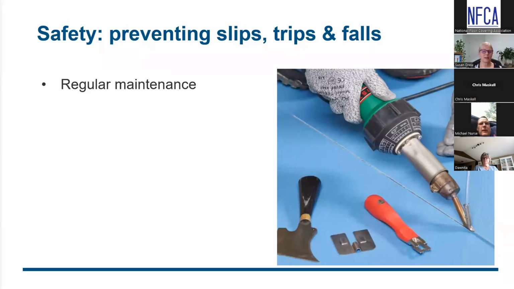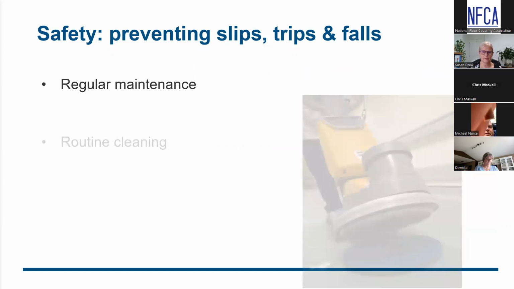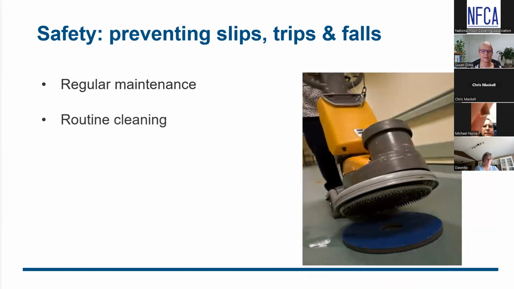There are also some elements outside the control of the design and installation teams, such as regular maintenance. Flooring needs to be properly maintained in order for it to perform as expected. Regular maintenance in areas of heavy abuse, things like weld repair, can prevent a costly replacement down the road. Routine cleaning, without good housekeeping, any other preventative measure will never be fully effective.